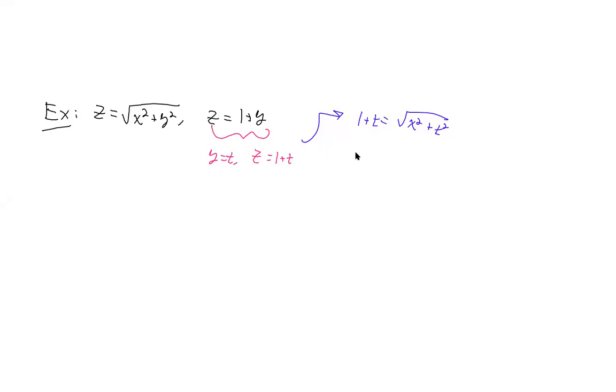That gives us that x is what? Well, let's find out. Square both sides, that gives us t squared plus 2t plus 1 is equal to x squared plus t squared after squaring both sides. Okay, well that means that x squared equals 2t plus 1. So x is plus or minus root 2t plus 1.